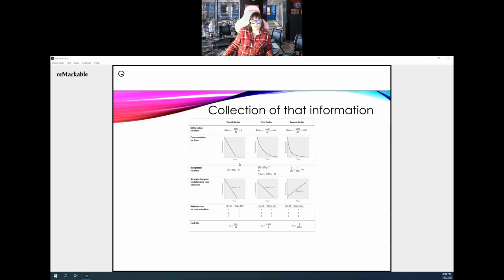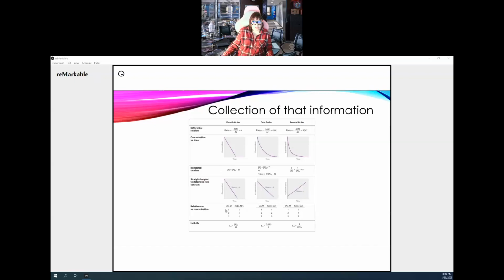Our zero order does not do anything to that concentration. It's just the concentration that we're considering. Our first order is the natural log, and our second order is 1 over concentration. The straight line determining plot is what we just talked about. For zero order, it's concentration versus time. For first order, it's natural log versus time. For second order, it's 1 over the concentration versus time. You'll see that for zero order, the slope is negative k. For first order, the slope is negative k. For second order, the slope is equal to k.